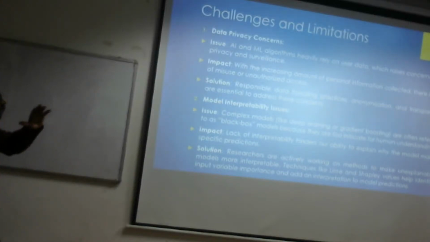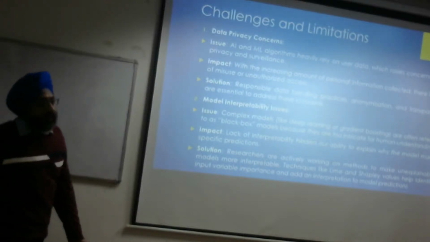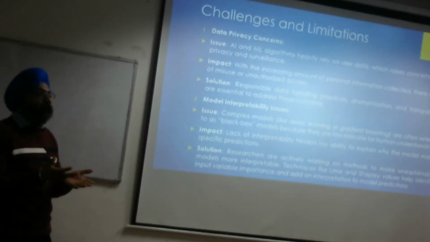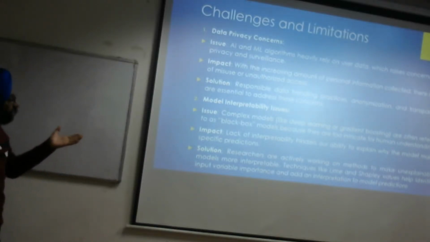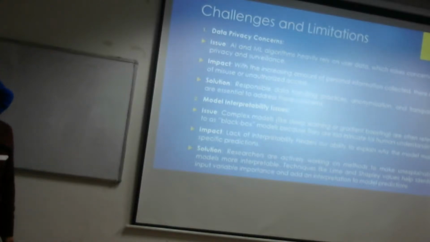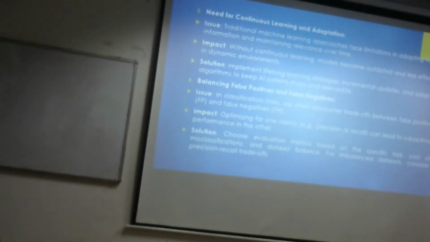AI/ML algorithms require data which is privacy related. So the solution is, before taking all these kinds of data, we have to take the prior permission. Model interpretability is again an issue, because complex models like deep learning are basically a black box. What is happening inside we are not aware of. So we have to find solutions for these kinds of issues. Then continuous improvement, false positive and false negative.